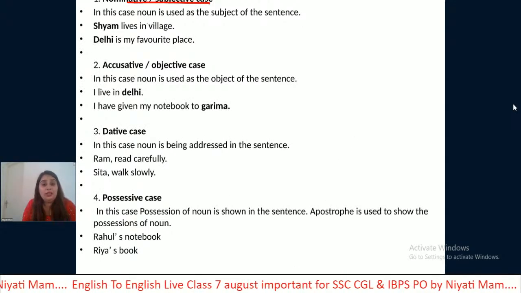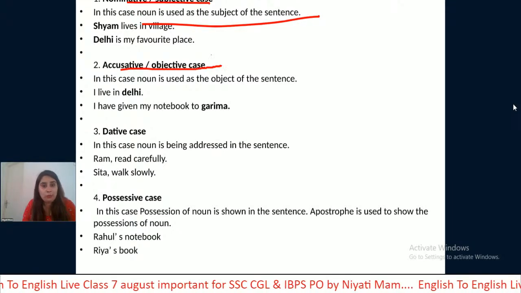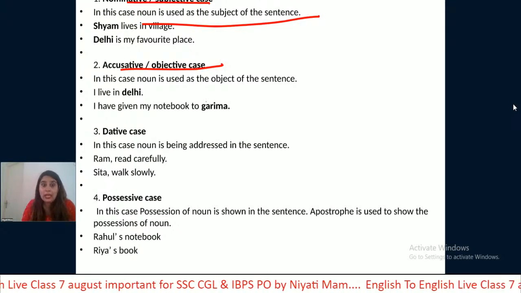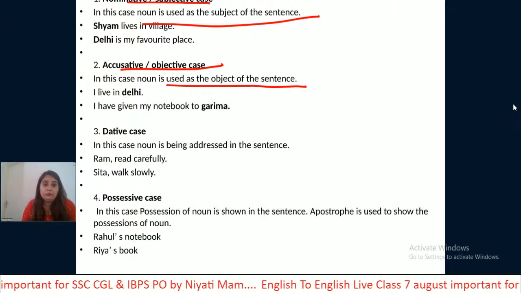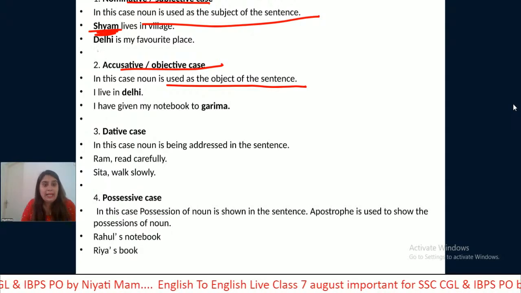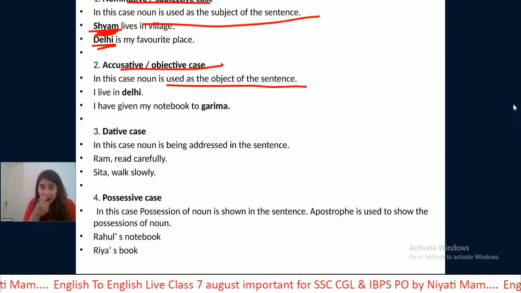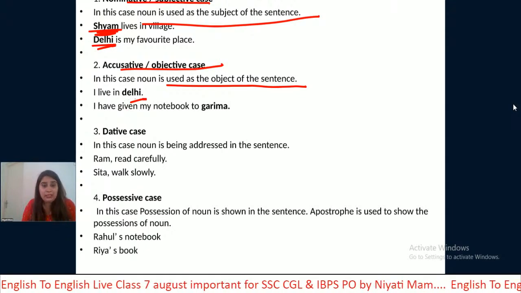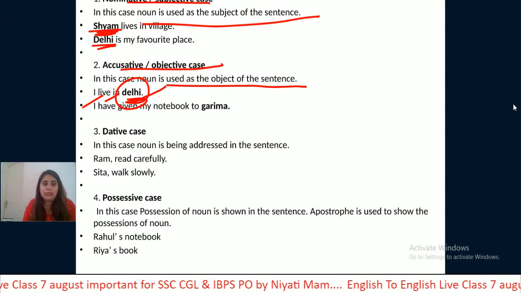Nominative and subjective case. In this case, noun is used as the subject of the sentence. Accusative, objective case. In this case, noun is used as the object of the sentence. Sham lives in village. Sham is the noun. Delhi is my favorite place. Delhi is the noun here. I live in Delhi. Delhi is the object here. I is the subject, live is the verb, Delhi is the object.